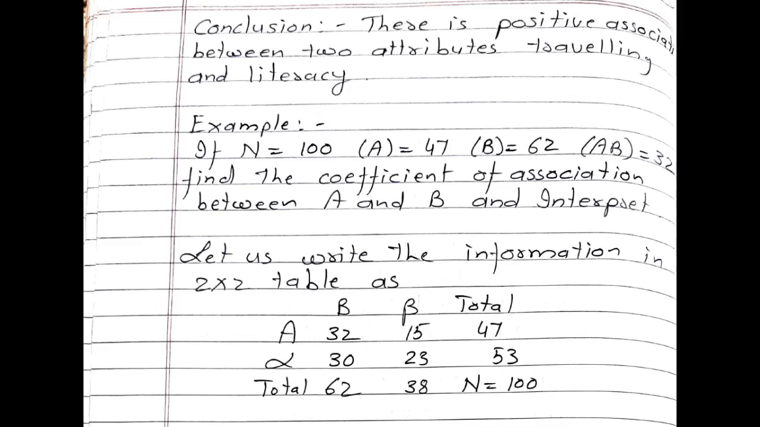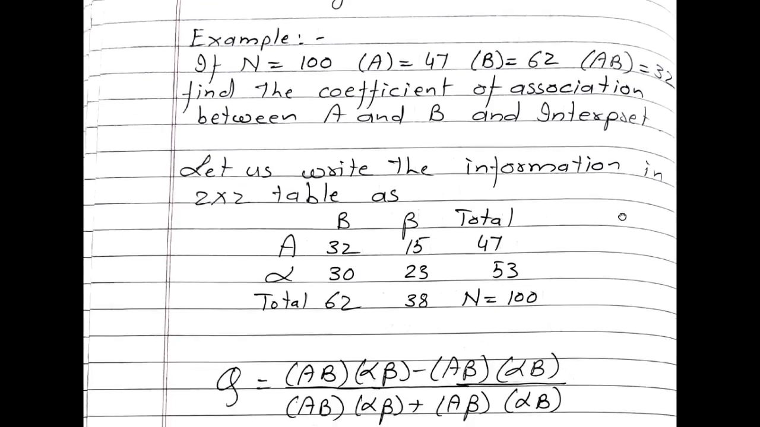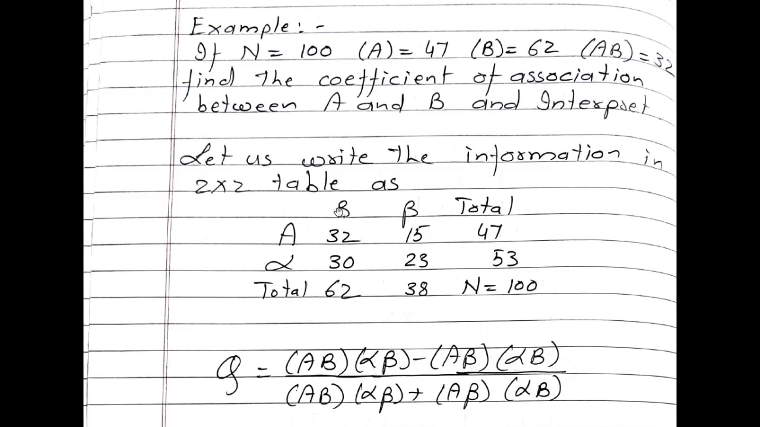Next example: if n is equal to 100, frequency of class A is 47, frequency of class B is 62, and frequency of class AB is equal to 32. Find the coefficient of association between two attributes A and B and interpret the result. So let us write the information in a 2x2 contingency table as A, alpha, total; B, beta, total. So value of n is given as 100, frequency of class A is 47, frequency of class B is 62, and frequency of class AB is equal to 32.